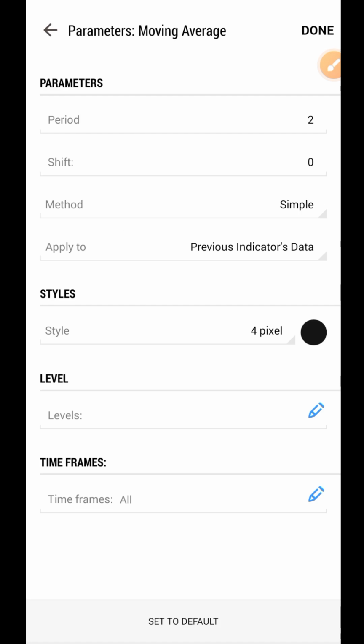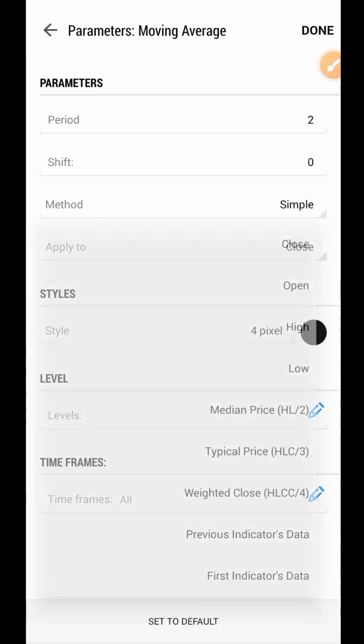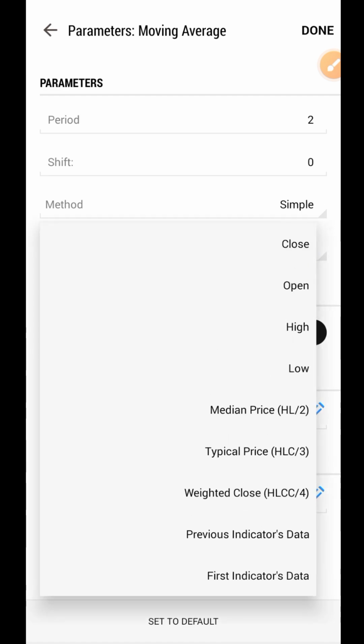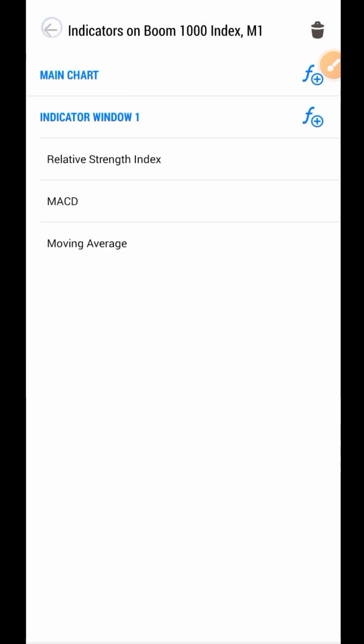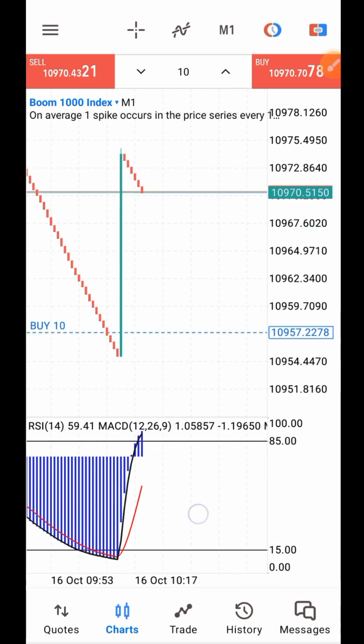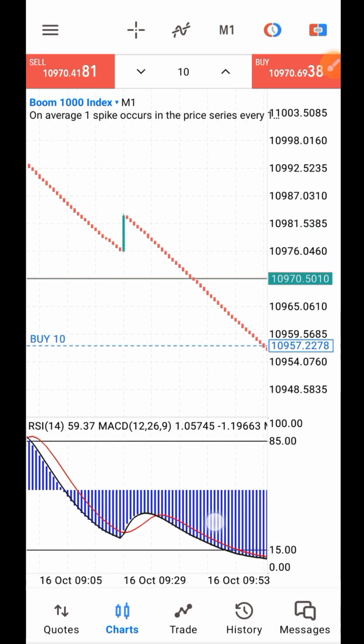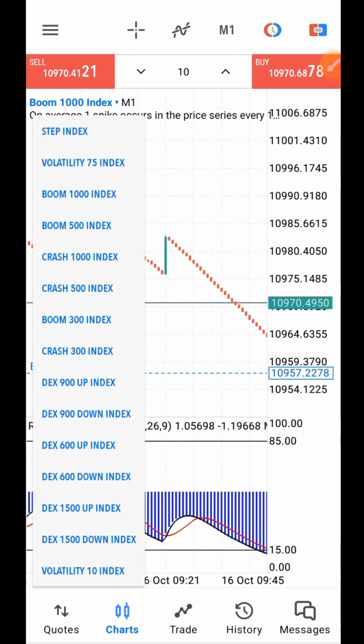Then the moving average we need is just one. This is where you should come and apply to previous indicator's data, that is the information from the MACD. That is what the moving average is also using. Then click on done. After that, go back to your chart. If you see something like this, you are correct. You understand? So this strategy is very good in the 500, 1000 and 300 markets.